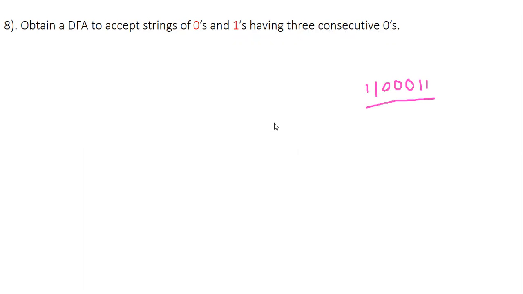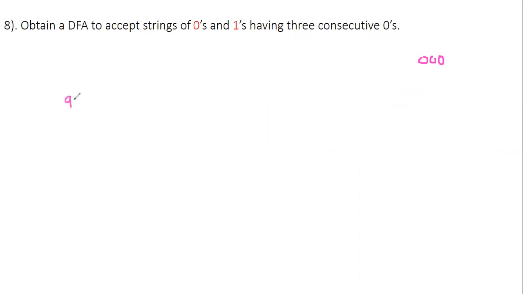The minimum string will be 3 zeros, since we are representing 3 consecutive zeros. So the length of the minimum string is equal to 3. So 3 plus 1, total 4. So we need a total of 4 states to represent this particular condition using a DFA. Now the minimum string is continuous 3 zeros, so we'll deal with this first.